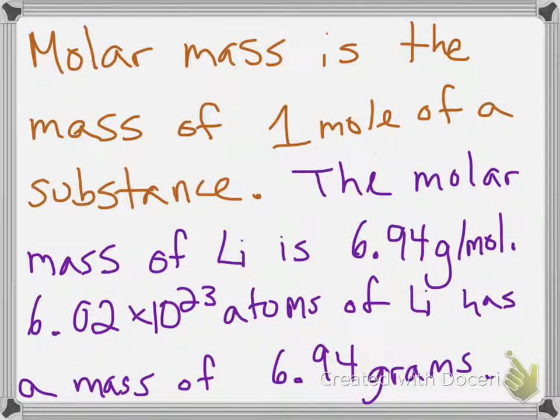That means 6.02 times 10 to the 23rd atoms of lithium have a mass of 6.94 grams because this is 1 mole. So if you have 1 mole of atoms, or 6.02 times 10 to the 23rd atoms of lithium, then you would have 6.94 grams.